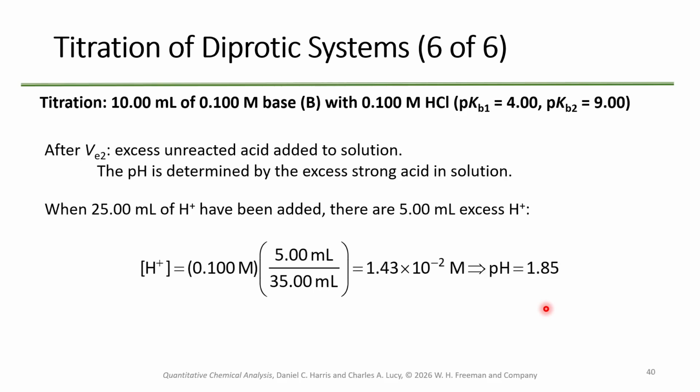Okay. After VE2, what are we looking at? Yeah, we're just in excess acid, right? So again, this is just going to be pure dilution of your excess acid. That's all you have to worry about because we're using a strong acid to do the titration, right? And so, dilution factor right here times the concentration. Take negative log of that. That gives you your pH.